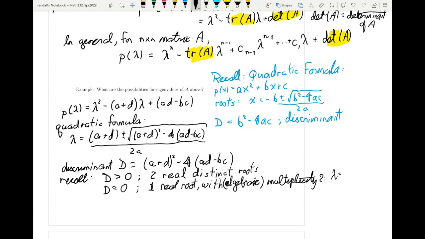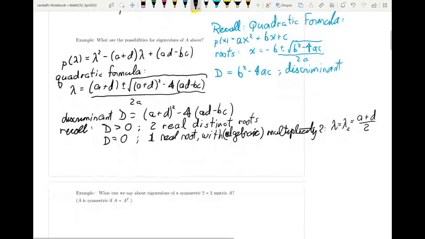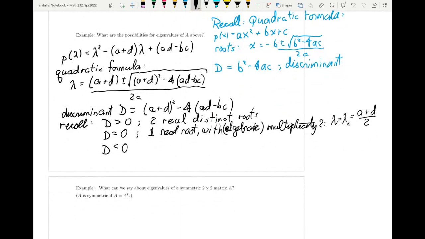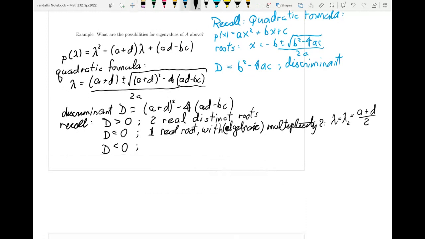And in fact, lambda 1 and lambda 2 are just (a plus d) over 2. All right, so there they are. Now, there's a third case when D is strictly less than 0. In this case, I'll write it out, then I'll explain. So here we have two complex roots, which will turn out to be the eigenvalues.